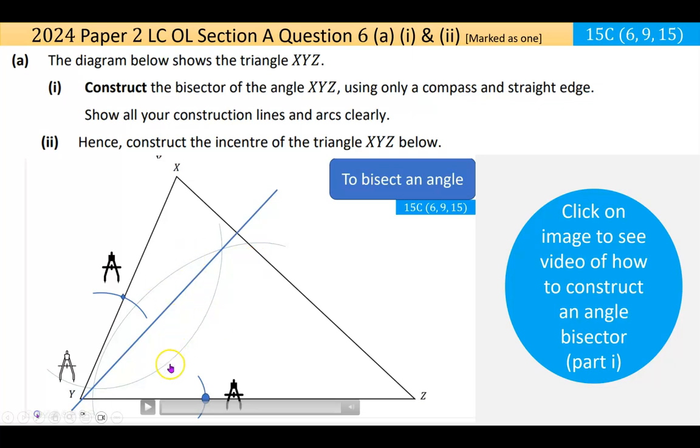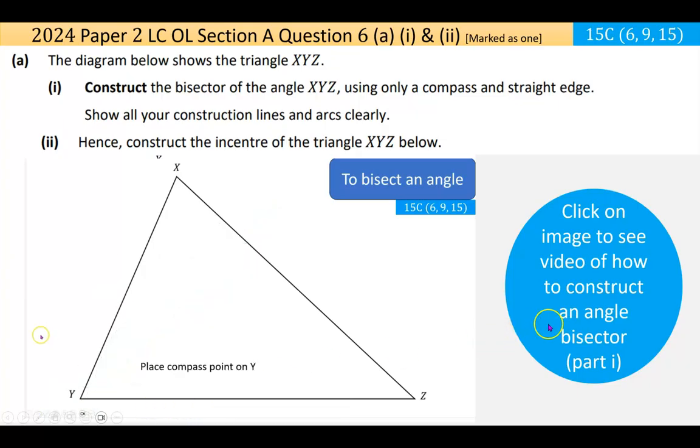Now my editing's kind of off. It doesn't necessarily look like a bisector, but it's kind of hard to do in PowerPoint. Okay, so we'll just run through that again.